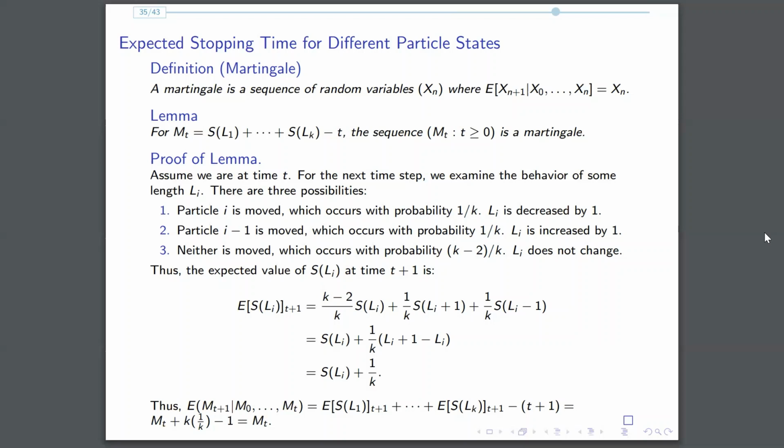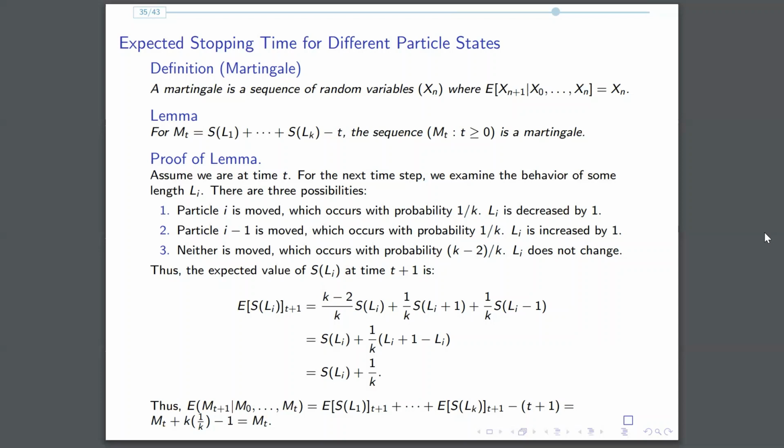And our proof is as follows. Assume we are at time t. For the next time step, we examine the behavior of the length Li. There are 3 possibilities. First one is that particle i is moved, which occurs with probability 1 over k. Here, Li is decreased by 1. If particle i minus 1 is moved, which also occurs with probability 1 over k, Li is increased by 1. If neither of these particles are moved, and one of the other particles is chosen, which occurs with probability k minus 2 over k, then Li does not change.